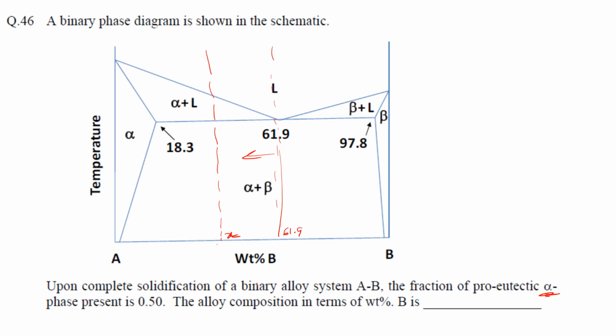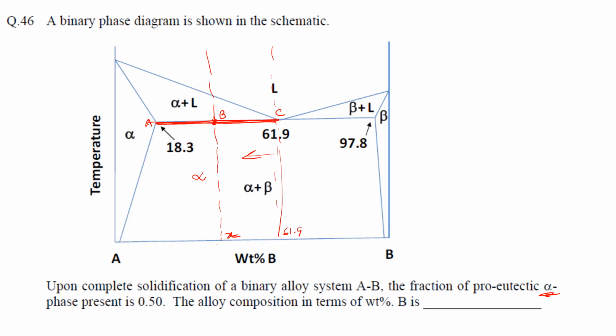Now it is asking about upon complete solidification of the binary alloy system, the fraction of pro-eutectic alpha. Okay, so it is asking about just the moment when the solidification is taking place. Solidification starts at this point in the eutectic case. So whenever it passes this tie line, there will be solidification. So basically the tie line which we need to take over here is this one. Let it be E, A, B and C, right?